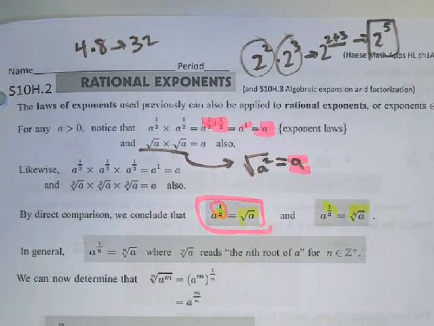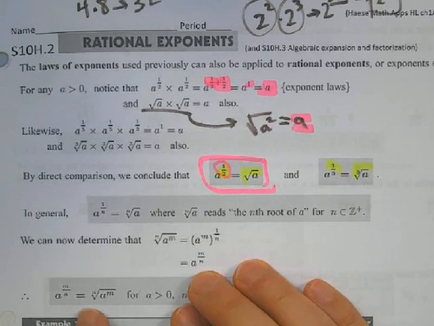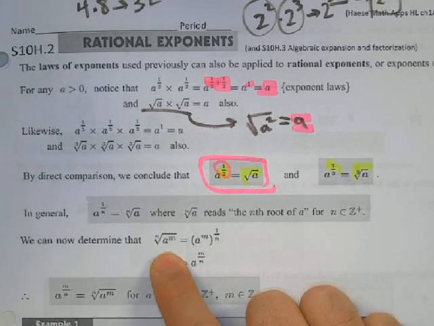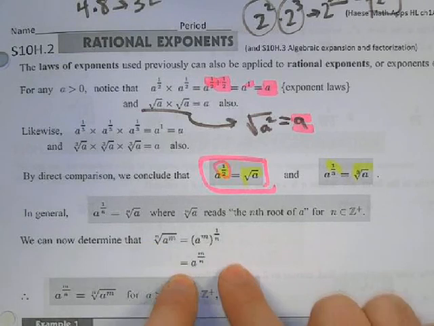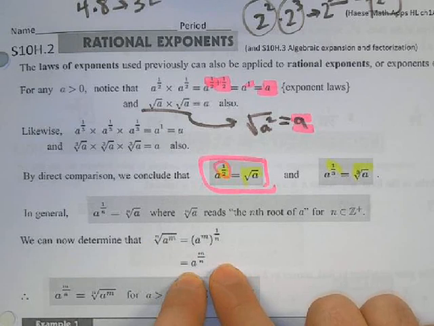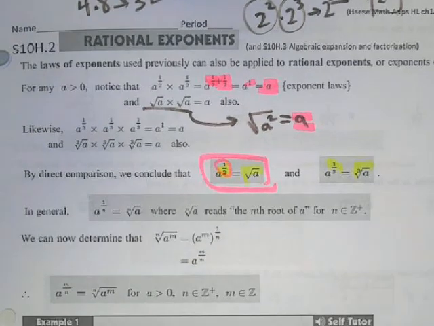So we're going to use this knowledge to help us solve the problems that we're going to work with today. Also, if I have the nth root of a to the power of m, we can write this as a to the power of m over n. So let's just do some examples to start off with.